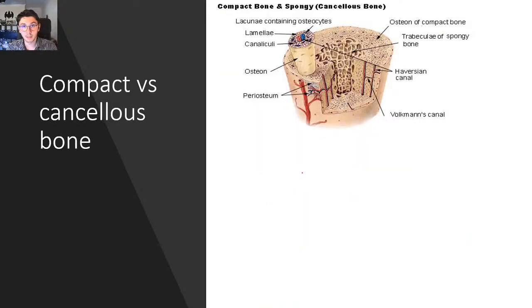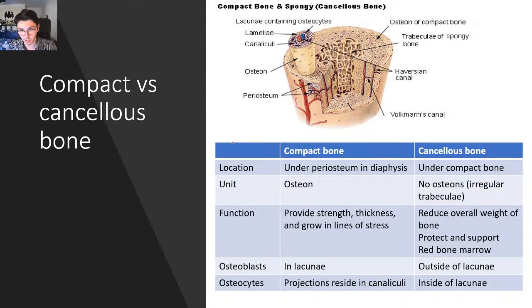Now, the key difference between the two, this is what they're going to ask you about in the question, is the location. The compact bone is under the diaphysis, whereas cancellous bone is usually under the compact bone. The unit of compact bone is an osteon, whereas in cancellous bone it's usually trabecular. It's irregular, it's not consistent. The functions are slightly different.